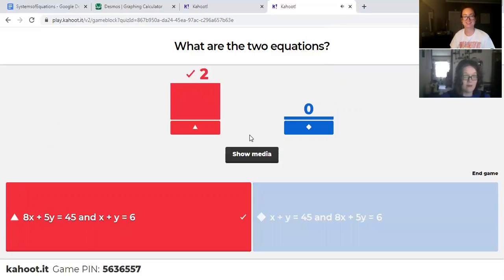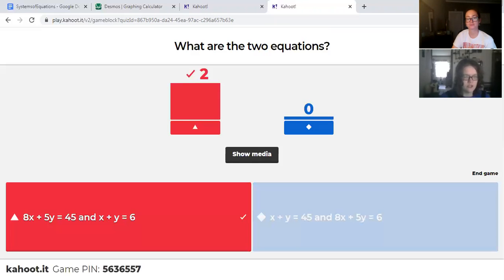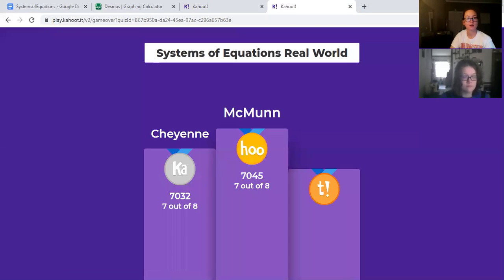Okay. Yes. Very good. So this second one, the blue one, was a trick because they were trying to get you to put the 8 and the 5, the money part, with the 6 snacks. But the 8 and the 5 are money, so that's got to go with the money total. Okay. 6 is just how much you bought of that. Exactly. Very good.